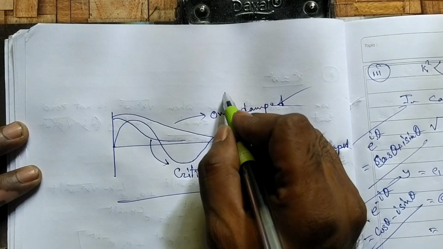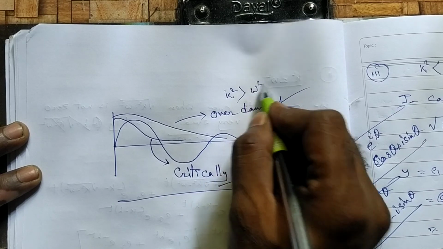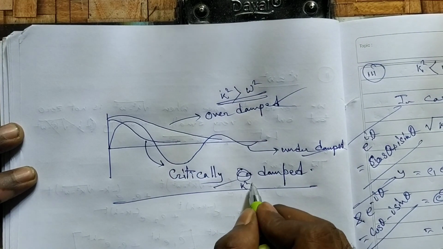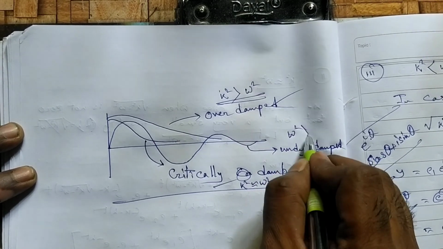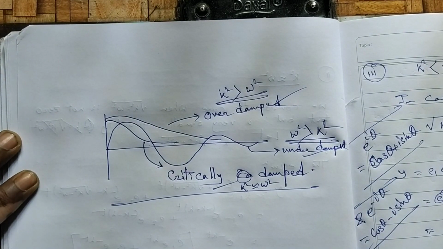So it is clear for everyone what is overdamped oscillation, what is underdamped oscillation, what is critically damped oscillation. For overdamped oscillation, the condition is k square is always greater than omega square. For critically damped, k square must be equal to omega square, and for underdamped obviously omega square is greater than k square. Clear? Thank you.